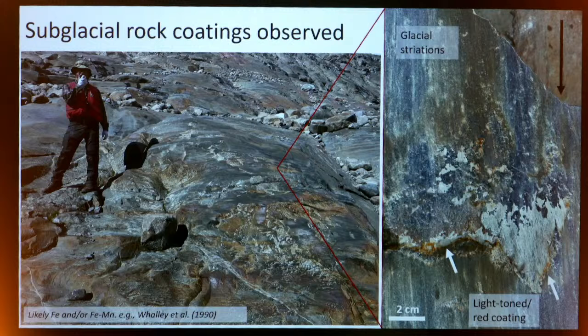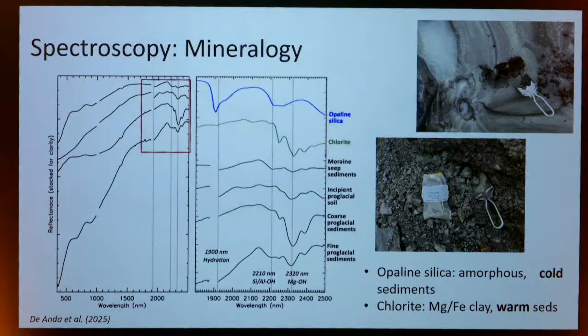And we're doing a lot of SEM and other deep characterization of these rock coatings. But you can see red, purple, and even some light tone coatings, which we think might be amorphous silica within those coatings. The field spectra showed us some really nice differences between the cold-based sediments, so the sediments that were in contact with the cold-based ice, and sediments in contact with the warm-based ice.